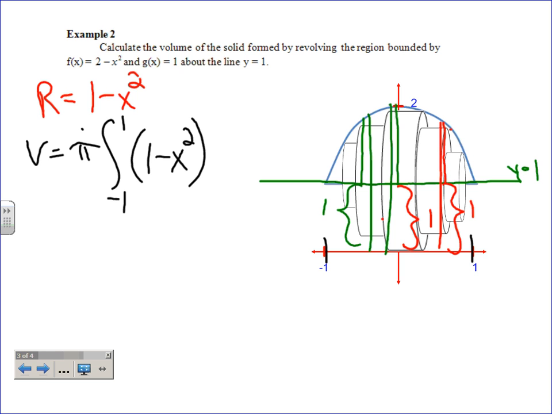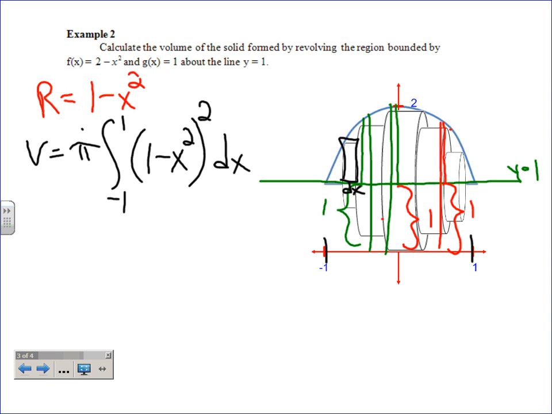The radius is 1 minus x squared. Why would I put it in parentheses? You have to square it. And again, here's dx in your rectangles. It's dx sitting right there. You have to square it. Why? Because the formula says pi r squared times height.